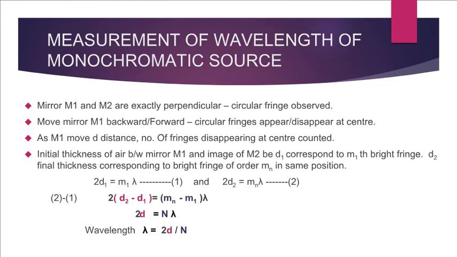d2 minus d1 is the distance covered by mirror M1, which is d, and mn minus m1 is the number of fringes disappearing, which is n. Then we can write the above expression as 2d equals n lambda. On rearranging the equation we get the expression for the wavelength of light as lambda equals 2d divided by n. As long as we count the number of rings disappearing or appearing as we move the mirror through the distance d, we can find the wavelength of the light source.